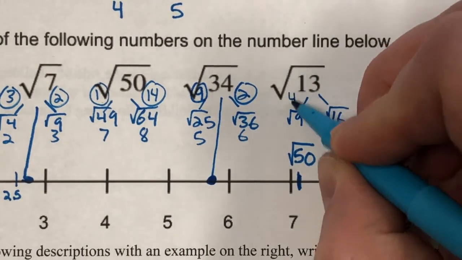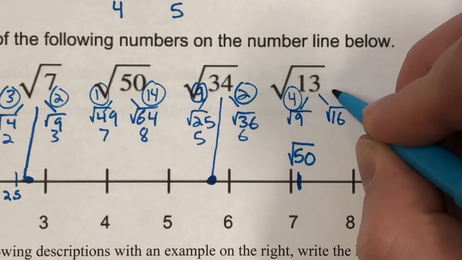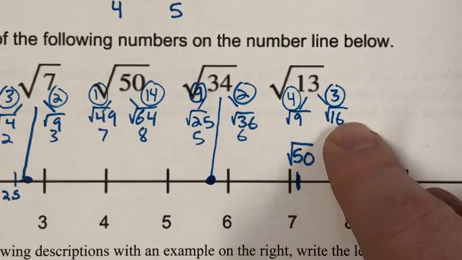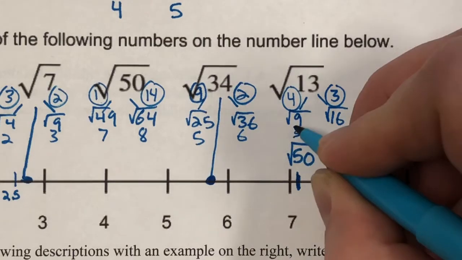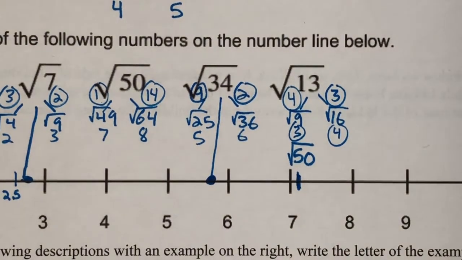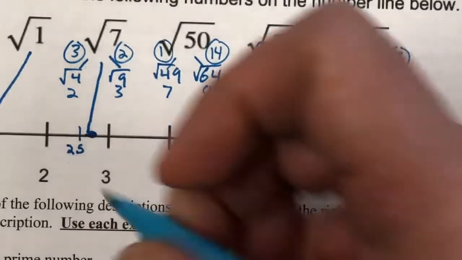Square root of 13 is between the square root of 9 and the square root of 16. So it's 4 away from 13, and 16 is 3 away from 13. So this is almost in the middle. It's just barely past this. The square root of 9 is 3, and the square root of 16 is 4. So we know it's between 3 and 4. It's a little bit closer to the 4, but not by much. So I'm going to go down here to my middle point.